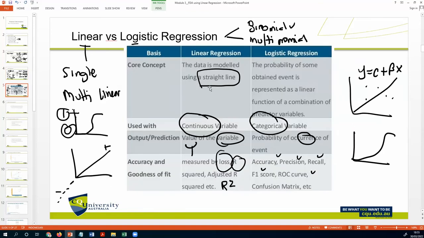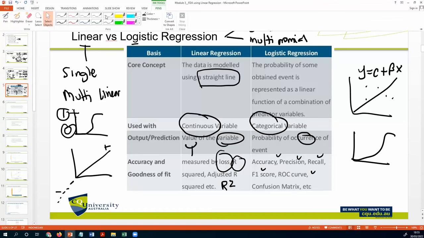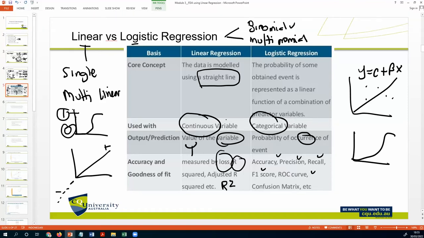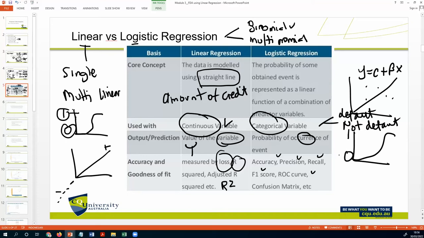Because in linear regression, we calculate a continuous variable. You can calculate the amount of credit, a continuous variable. But in risk management, we mostly use logistic regression, because you are going to see whether it is default or not default, one or zero. So how big is the probability that the customer goes into default or not.